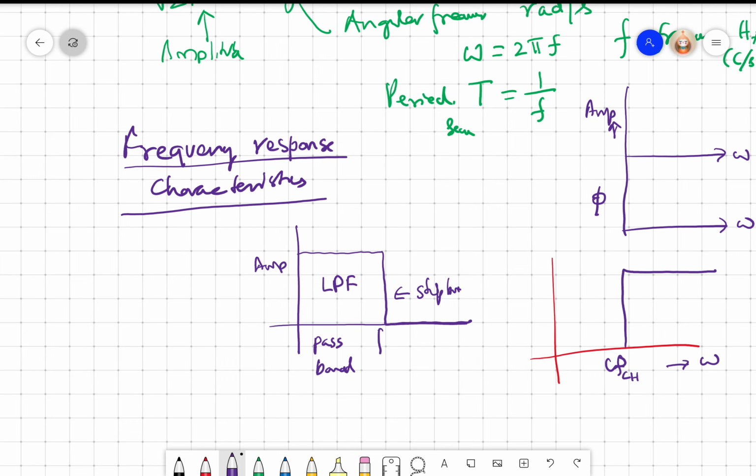So this is FCL, this is frequency F, again this is frequency, this is amplitude, and this is FCH, high. So this is the pass band, this is the stop band. So we call this, of course all of you know, high pass filter characteristics.